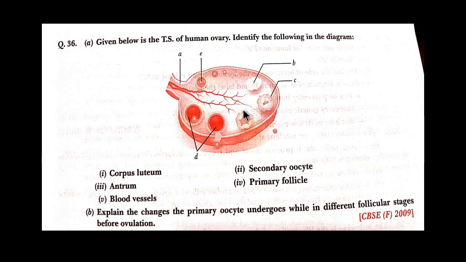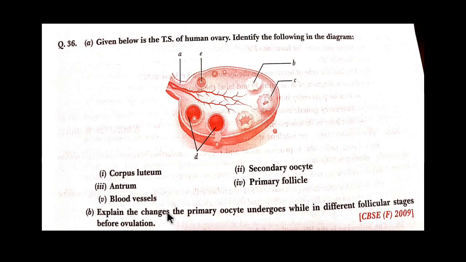Now third is the antrum. So in this figure, where is the antrum? This was the antrum, where it was written tertiary follicle showing antrum. So you will label this also as B. Primary follicle: the primary follicle is E, and this one is the blood vessel, that is A.